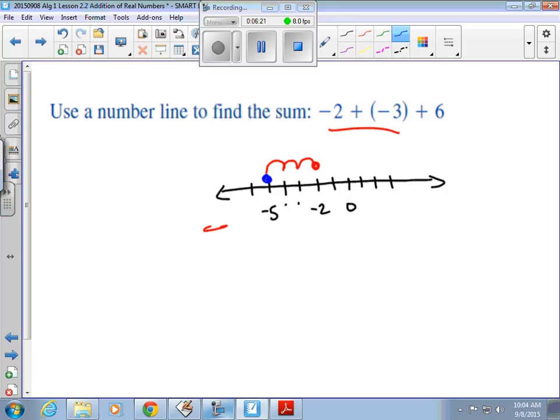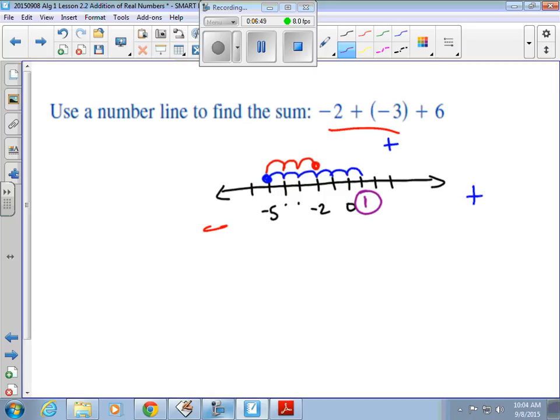Then it says plus 6. You know your plus numbers are this direction. So we're going to move 6 times to the right. 1, 2, 3, 4, 5, 6. We got to the positive side of 0, and that's at 1. So your value is 1 when you put all 3 of those together. -2 plus -3 plus 6.